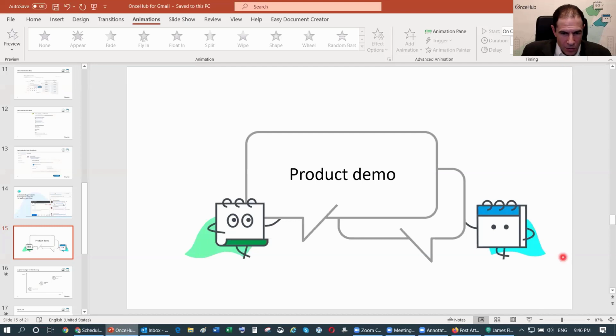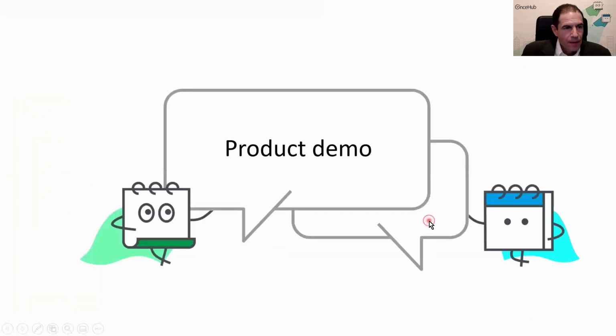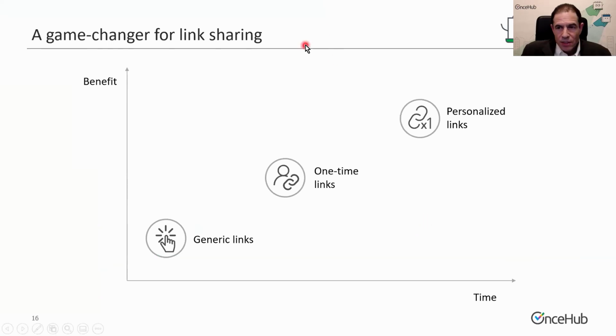Okay, great. Let's go back and summarize the benefits of the extension. The extension is a real game changer when it comes to link sharing, and we can see it on this graph. Here we have the benefit of using each link type, and here we have the time it takes to generate the link. The time it takes is a matter of minutes. It's not a lot of time, but still it's time because every time you need to repeat the same thing, it's going to be a burden.